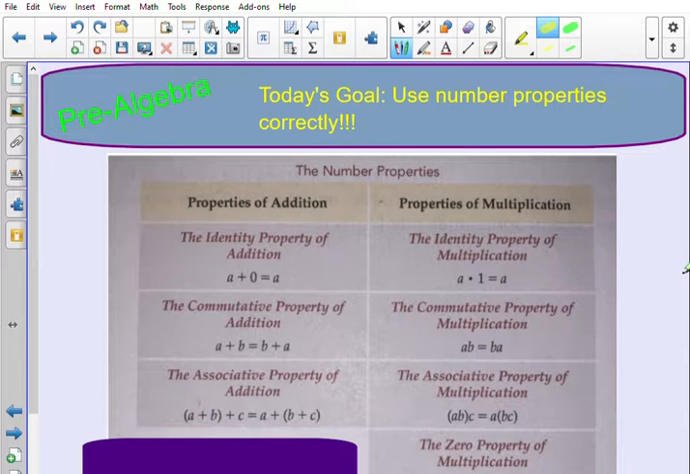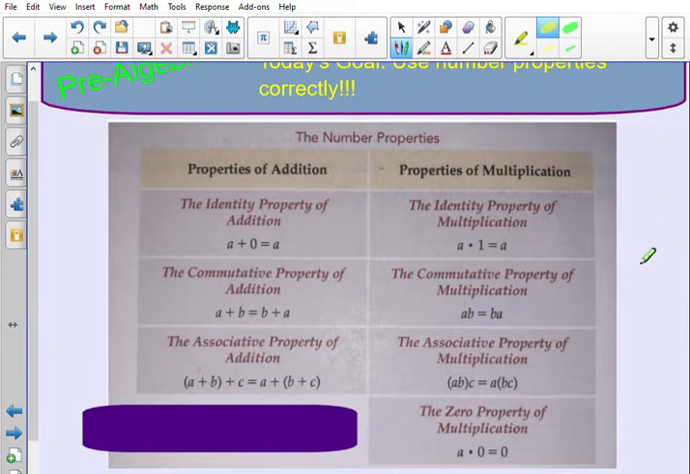I'm leaving the properties up again. The properties need to be in your notebook. If you didn't copy them down yesterday, that's fine. I want them copied down today. You don't have to use a bunch of room for this. I don't need it to be something gigantic. I do need you just to be able to identify things. You could simply write identity add, identity multiply, and then put the example. You could leave out property of, because property of is on all of them. Zero property of multiplying, associative property of multiplication, right? You could build a table exactly like this, but I need you to know all of these.